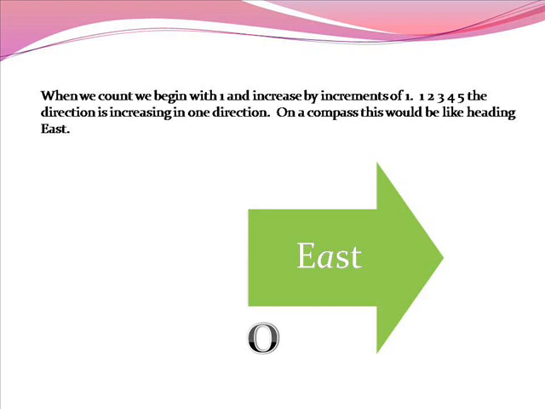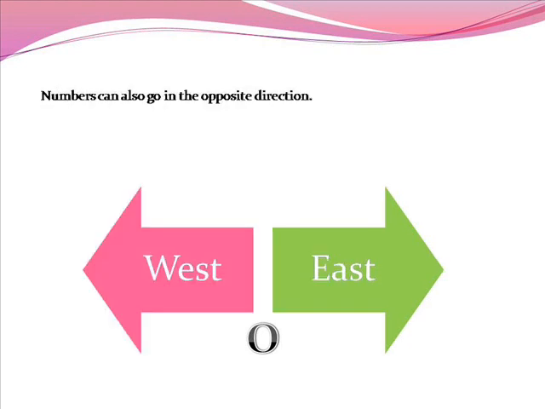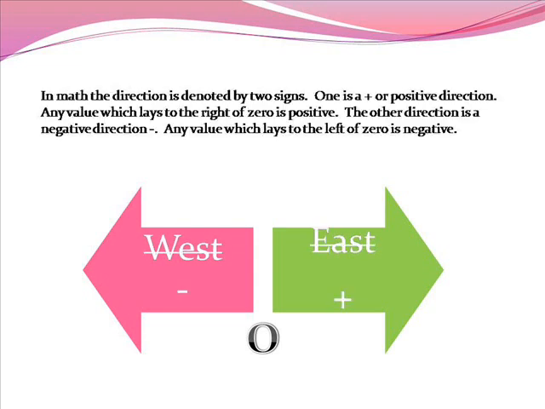However, there is also direction. If we start with 1, we go 1, 2, 3, 4, 5. The numbers are increasing, and when we write them out, we would write them from left to right. If we think about a direction, that would be like going to the east. But numbers also go in the opposite direction: -1, -2, -3. So the opposite of east is west. We have two opposite directions in math.